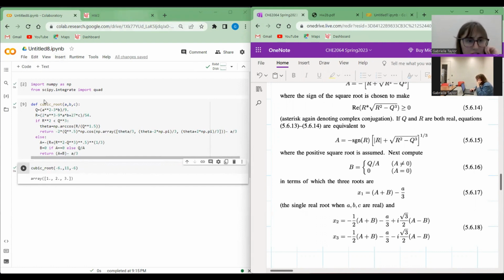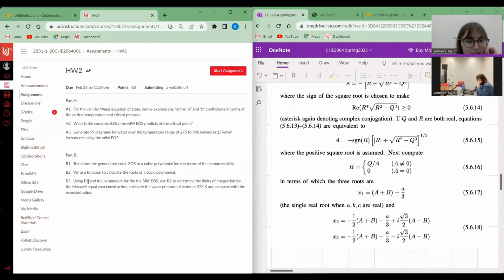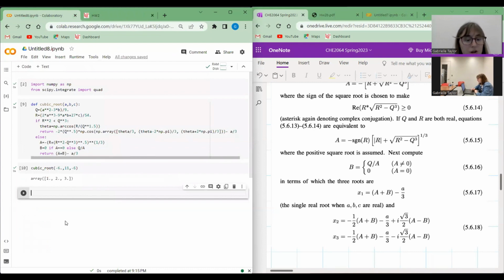So the next part, so we just made our function. The next part says that using part B1, when we use the cubic state of equations for the cubic polynomial, we're going to use what we derived from there as the SRK state of equation, and then use what we just did to calculate the roots of a polynomial, and use limits of integration so that we can find the Maxwell area. And we're going to estimate the vapor pressure of water at 373 Kelvin.